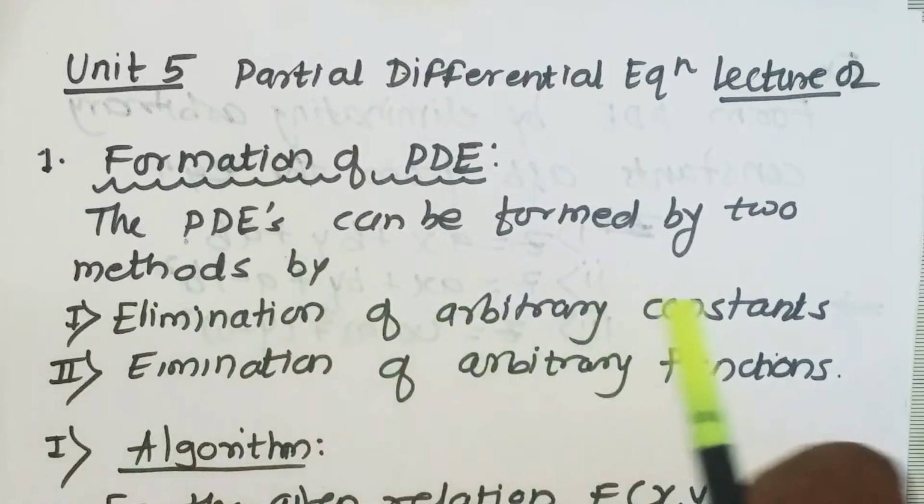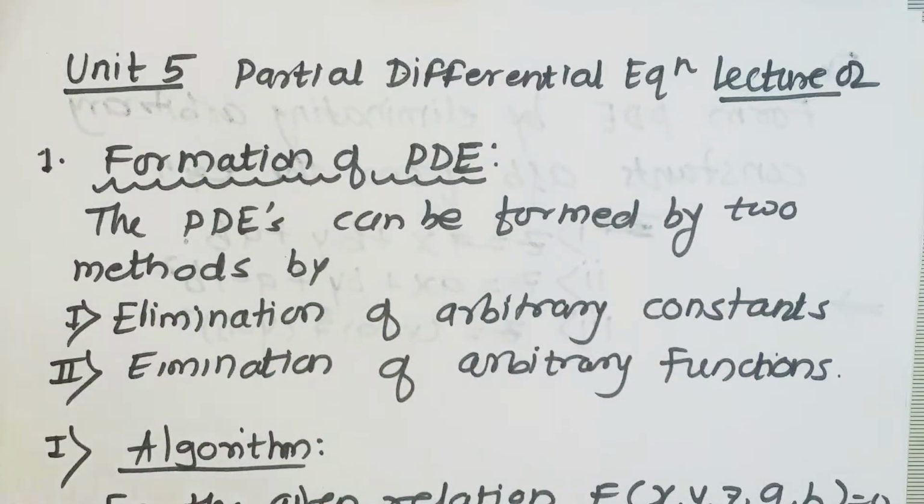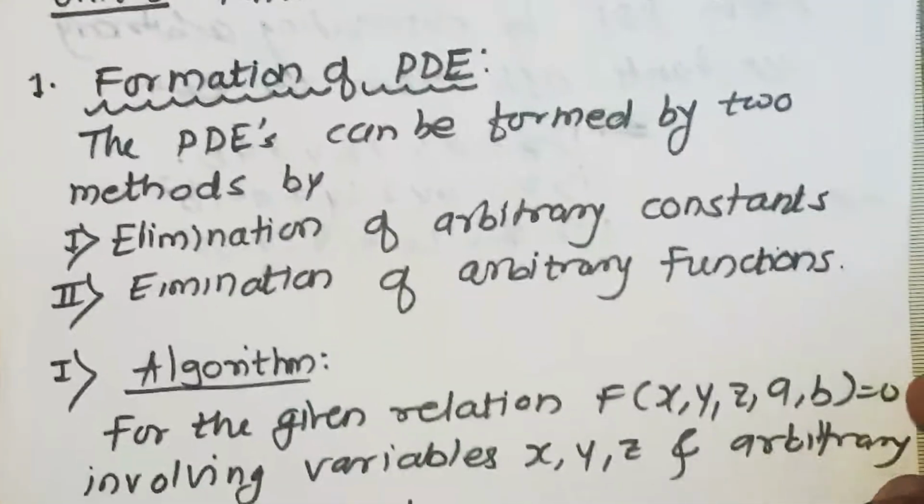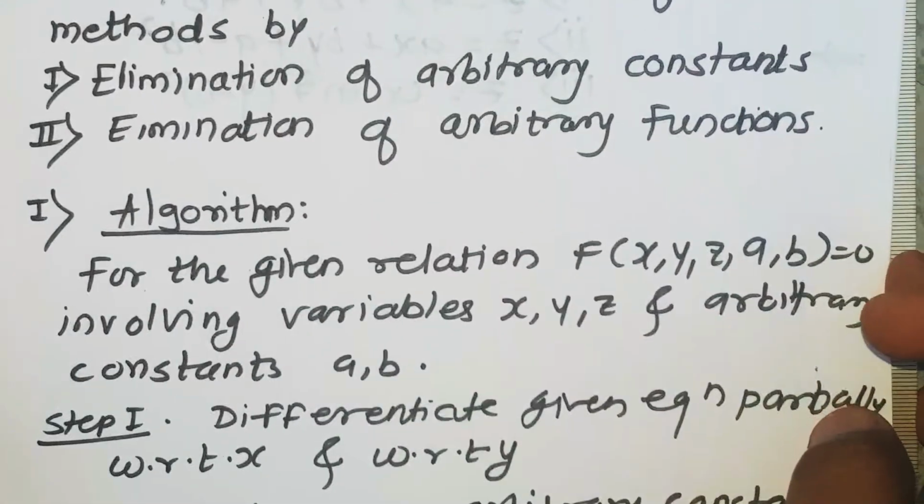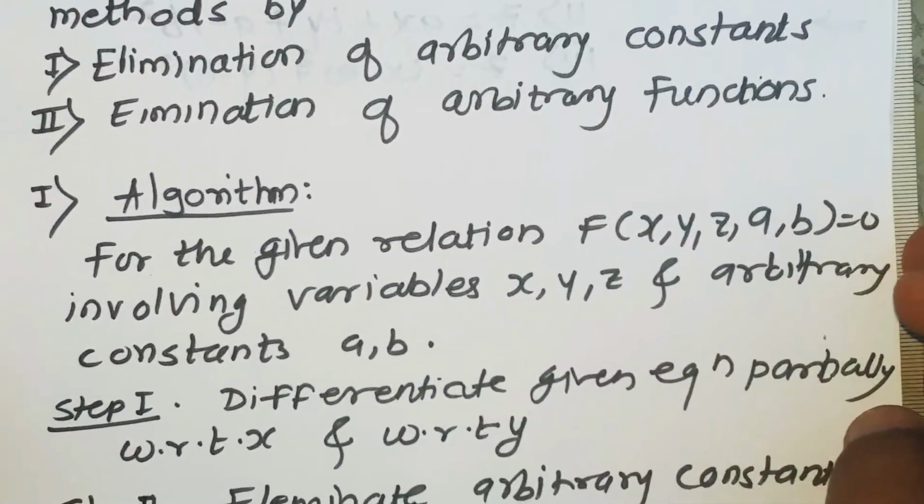First, by elimination of arbitrary constants involved in the solution, and second, by elimination of arbitrary functions involved in the solution. Okay, so in this video we are going to start with the first method, elimination of arbitrary constants, to form a partial differential equation. The algorithm for this case, elimination of arbitrary constants, is as follows.